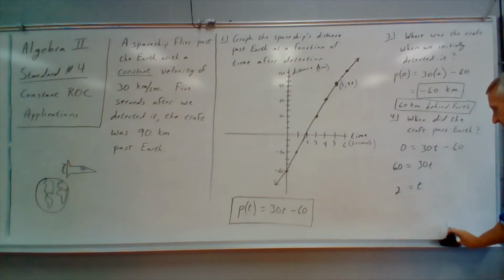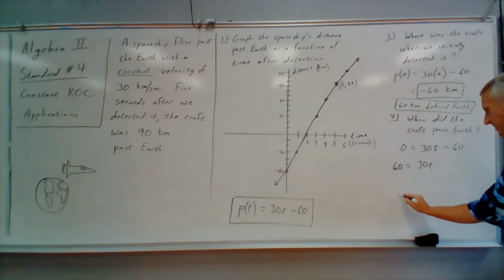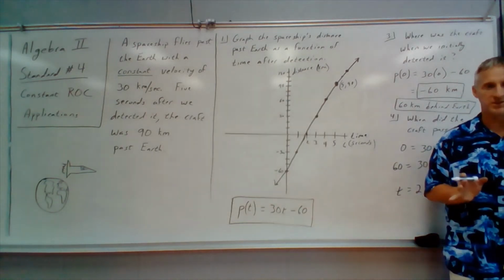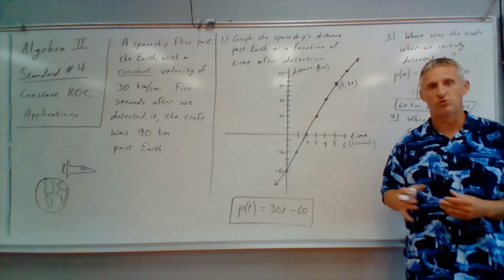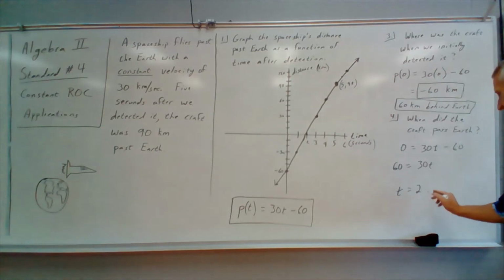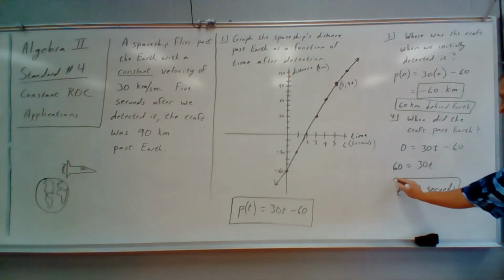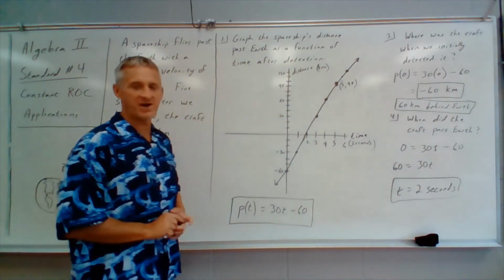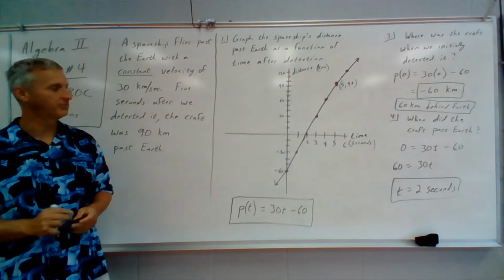Let me write that the other way around. So t equals 2. This is a word problem, so we always have to keep our units in. 2 what? Is it 2 kilometers or is it 2 seconds? In this case, that would be seconds. Time is measured in seconds. So the spacecraft passed Earth 2 seconds after we detected it.